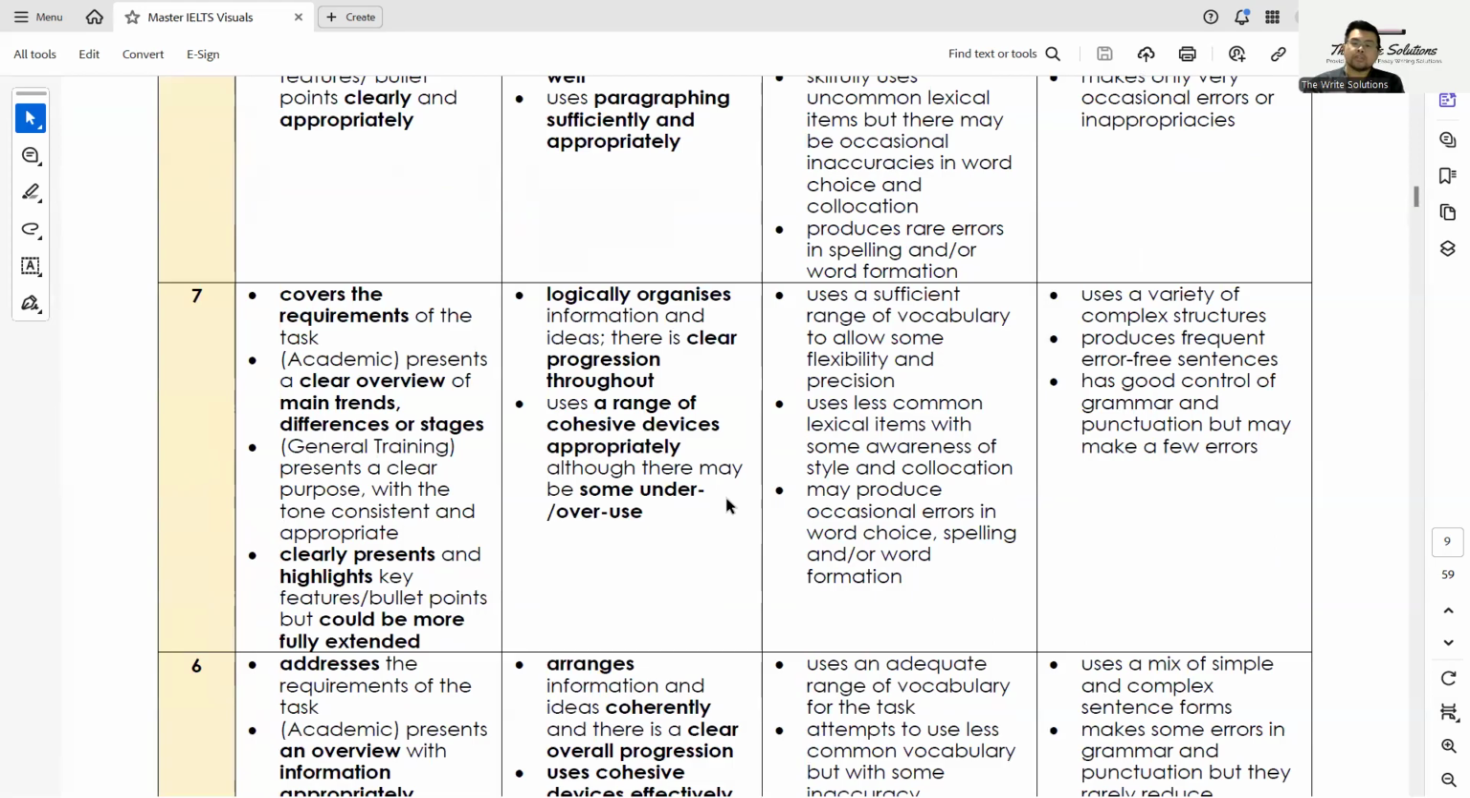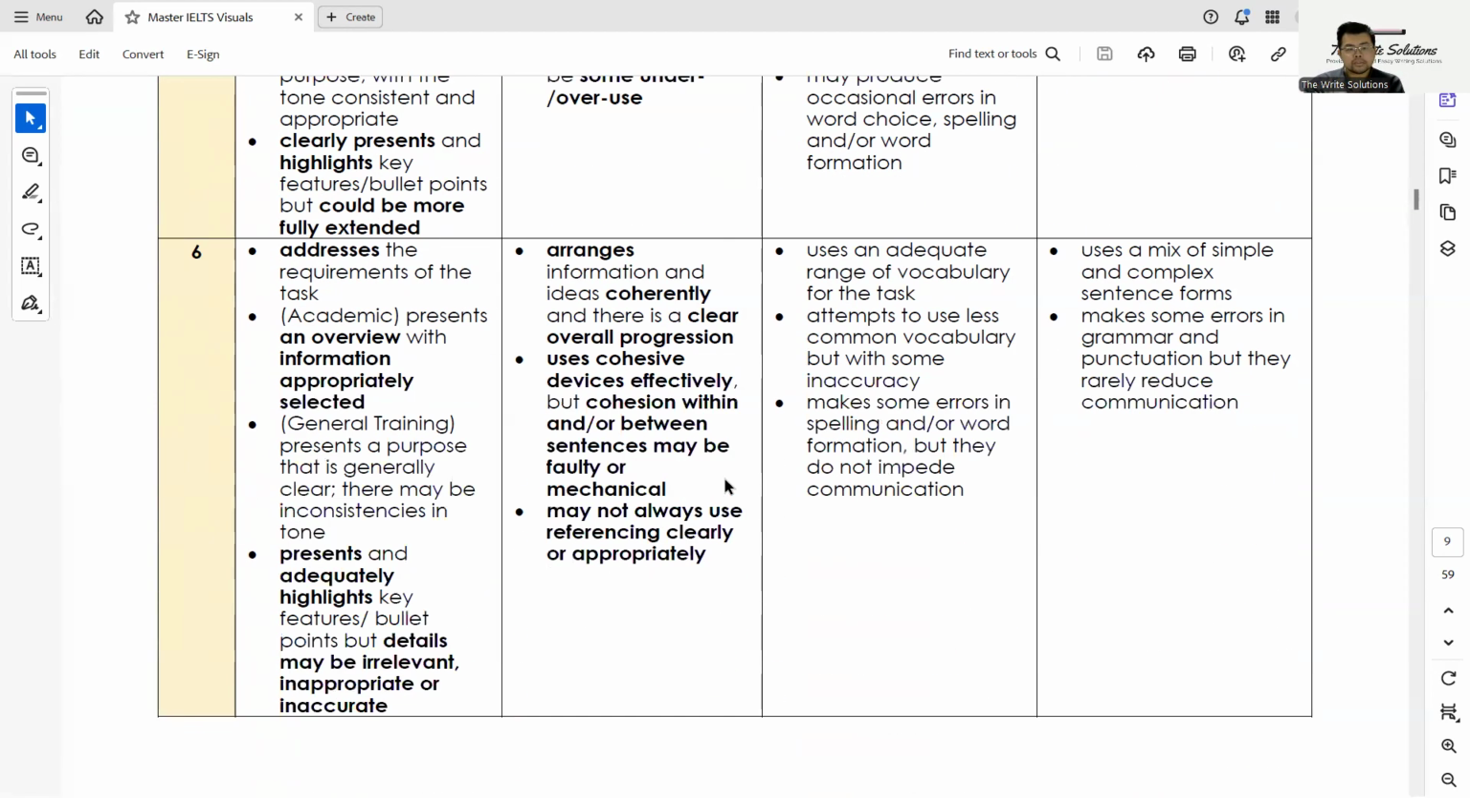Band 7 uses a variety of complex structures and produces frequent error-free sentences. It has good control of grammar and punctuation, but may make a few errors. Band 6 uses a mix of simple and complex sentence forms. It makes some errors in grammar and punctuation, but they rarely reduce communication.